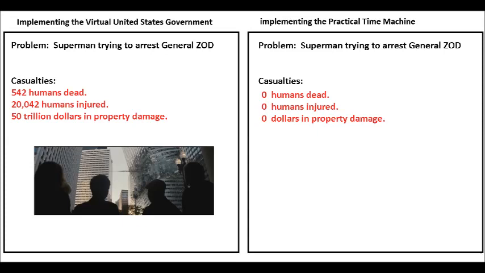The first method still does not solve the mutant problem as depicted in this diagram. However, the second method completely solves the mutant problem. The second method will guarantee that no human will be killed or harmed by robots. The virtual United States government system.